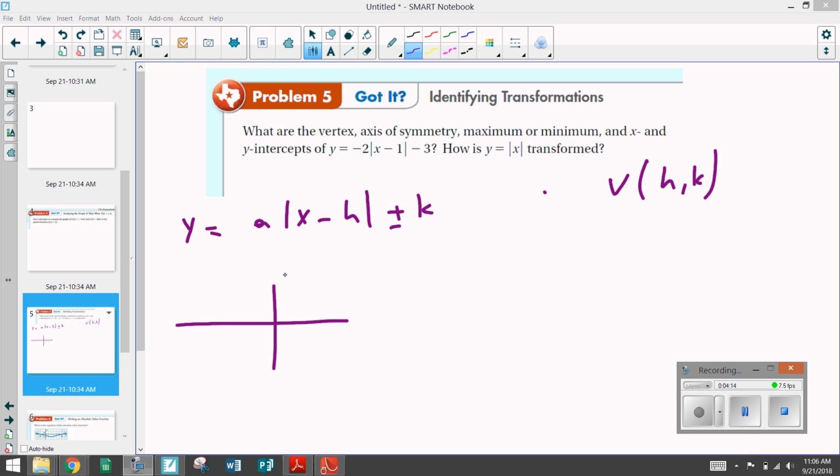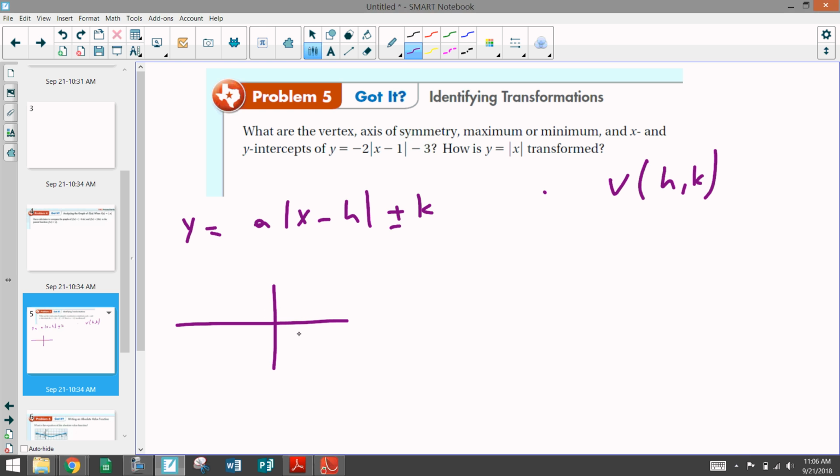We define the vertex as the corner of the graph. This is a vertex, for example. Another example: let's say this is 3 and 2. This is the point (3, 2). We call this point a vertex. Is that clear? The corner is the vertex.